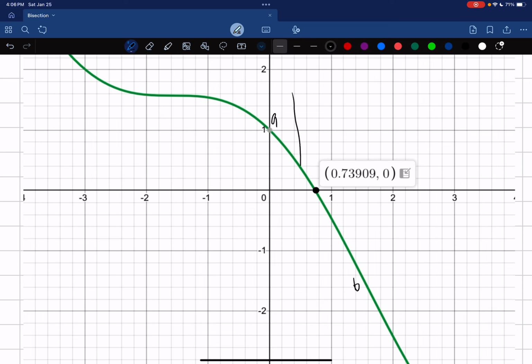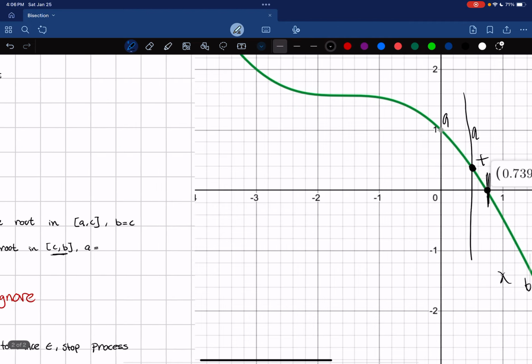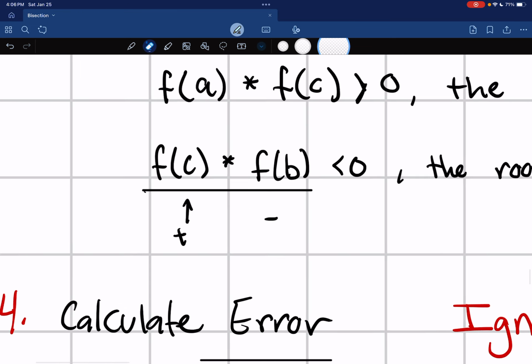I'm going to split it in half again. This is my C. I'm going to now do C times B. And be like, okay, since this is positive here, this is negative, that means I shift my A here and I get rid of my C, right? Because the root is somewhere in the middle here. And so that's what happens in this step.